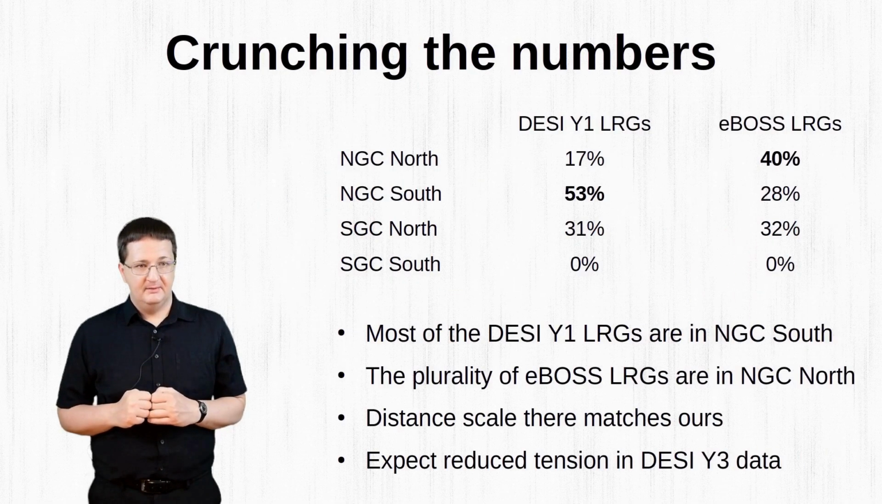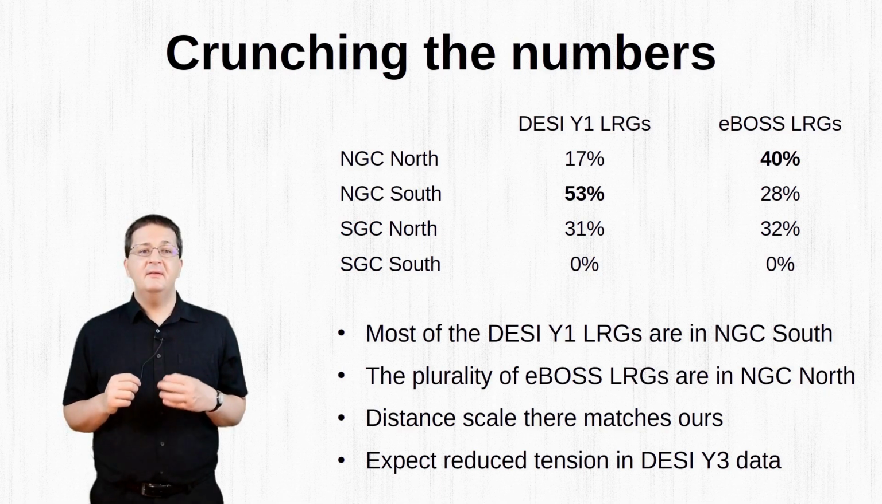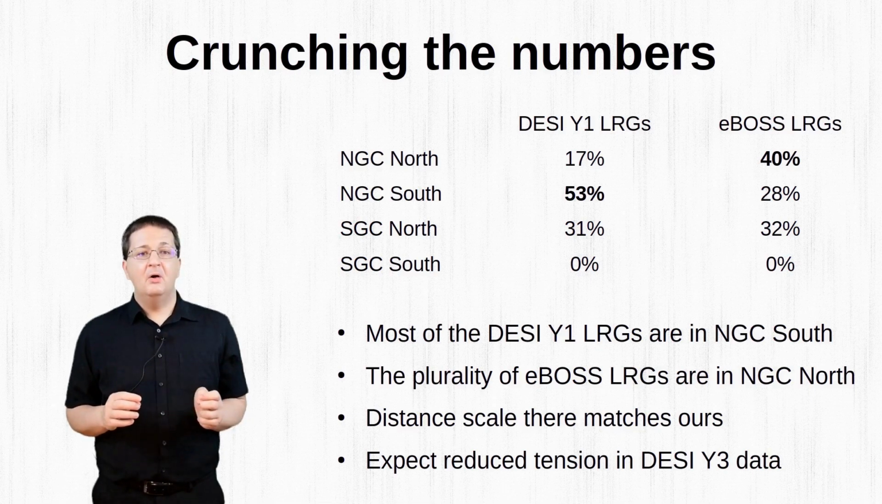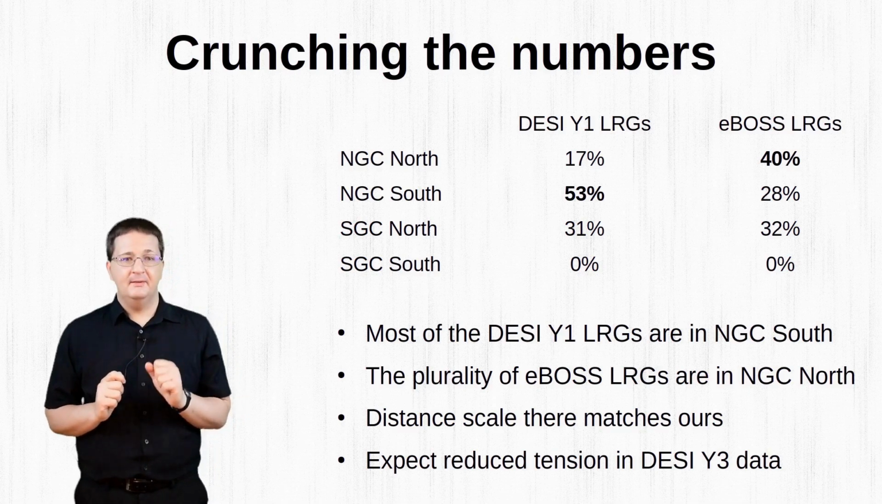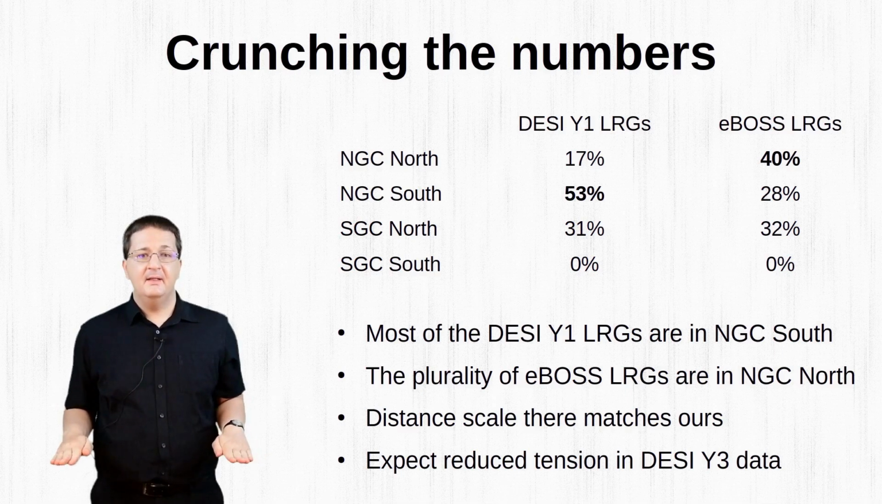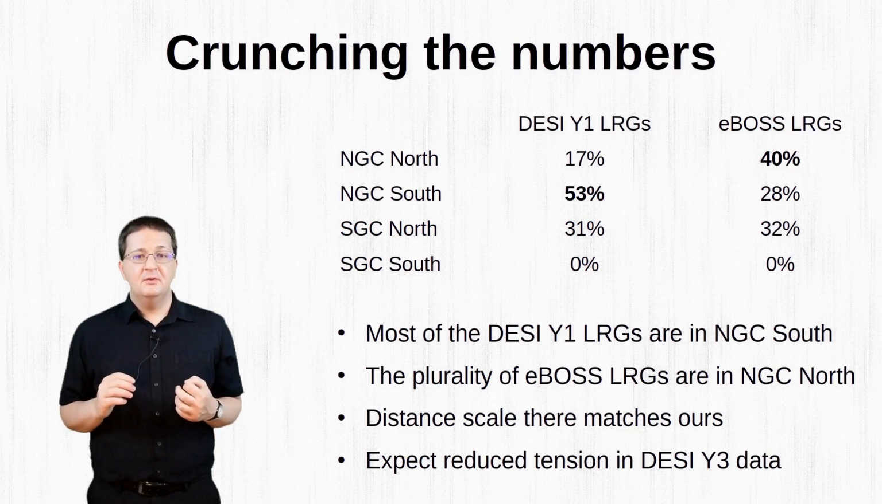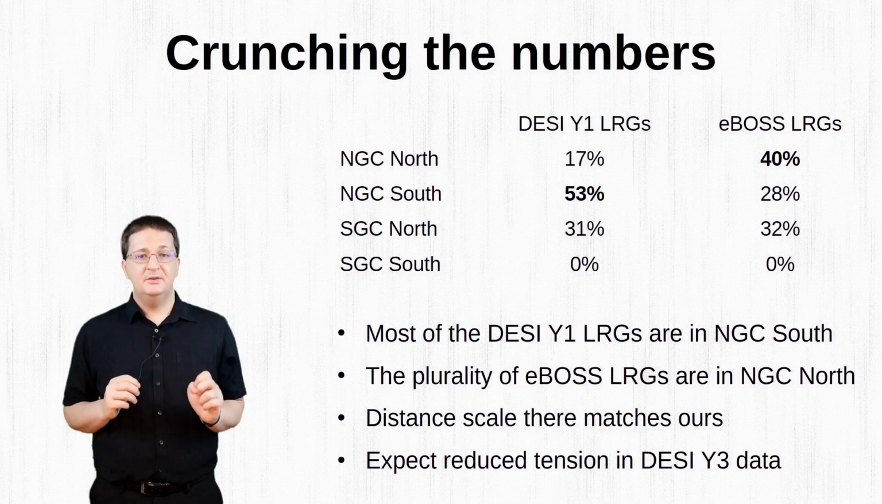When we run the numbers, we can confirm that within our range of interest, the majority of SDSS LRGs are indeed in what we call North Galactic Cap South, and the plurality of eBOSS data is in North Galactic Cap North, with the second largest contribution from South Galactic Cap North. At this point, I need to stress that this is not hard evidence, but it is just a strong indication that we might have found a solution for the SDSS DESI tension.